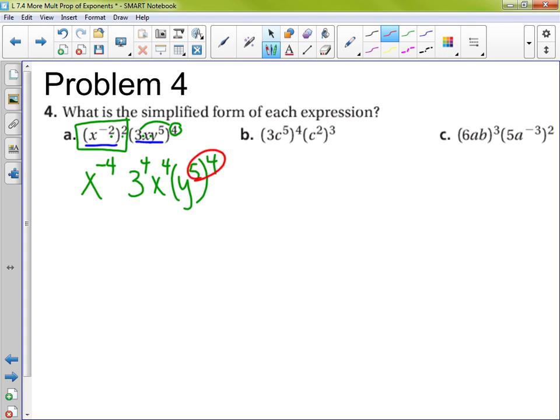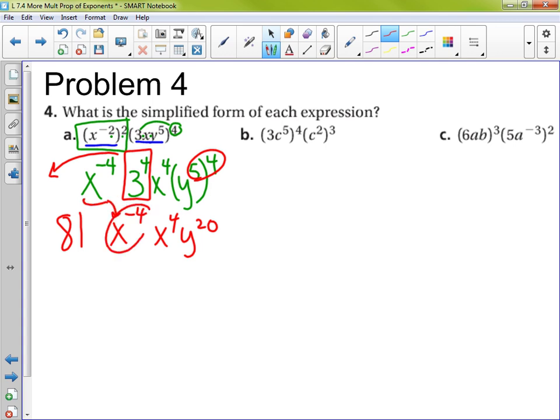Y to the 5th raised to the 4th is y to the 20th. This is x to the 4th. 3 to the 4th power is 3 times 3 is 9, times 3 is 27, times 3 is 81. When you have an expression that has letters and numbers, the numbers always go first. So I'm going to write the 3 to the 4th power, which is 81, out front, and write this x to the 4th right here.